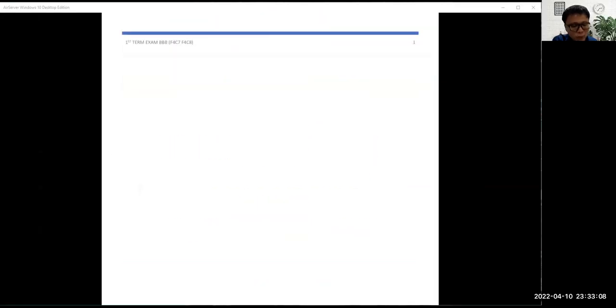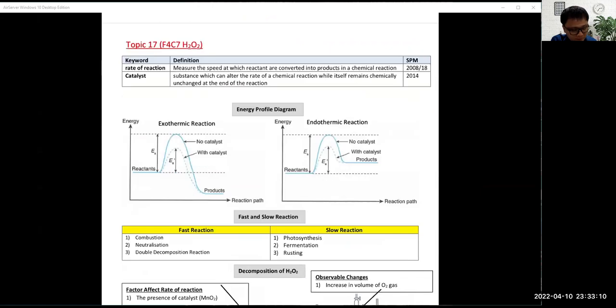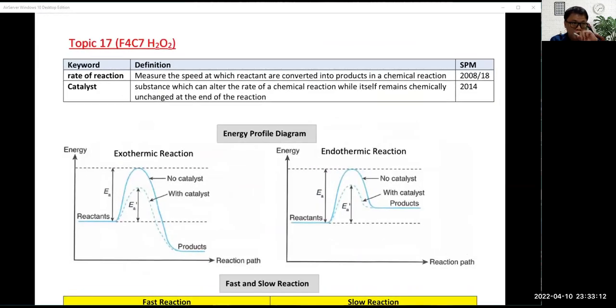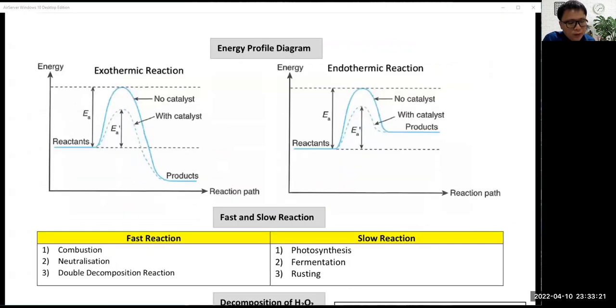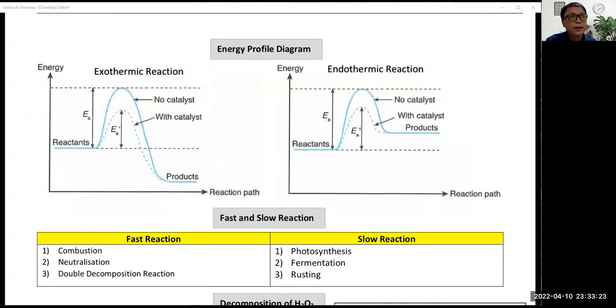Okay, we will start to revise topic 17, which is the hydrogen peroxide experiment for Form 4 Chapter 7 reactions. So for the energy profile diagram, normally in SPM or in school exams, when the hydrogen peroxide experiment comes out, normally they'll require you to draw the energy profile diagram.